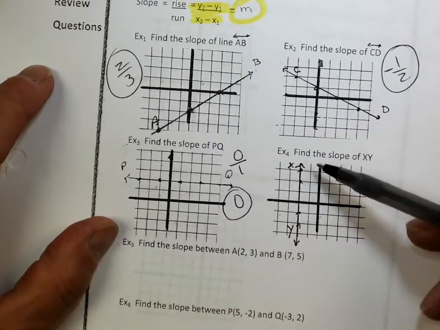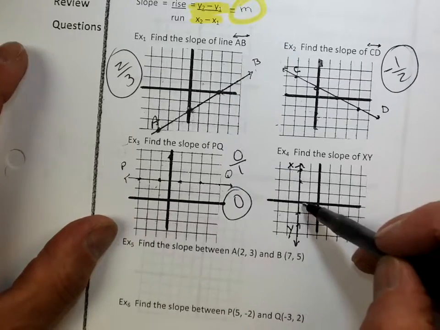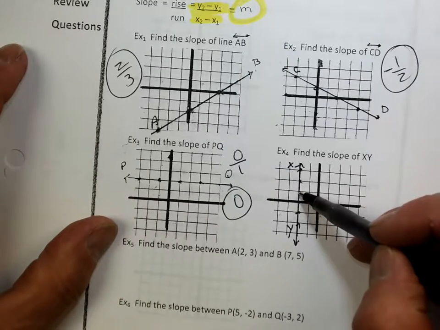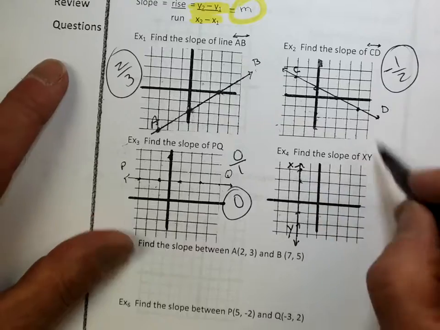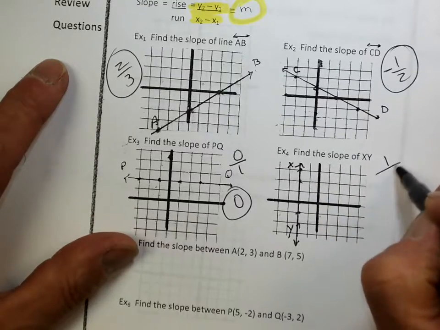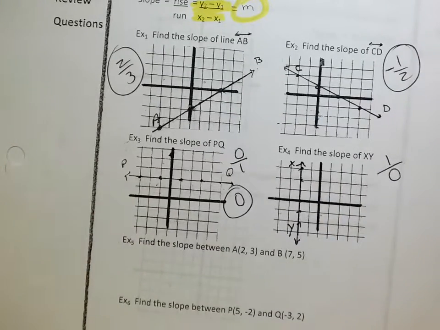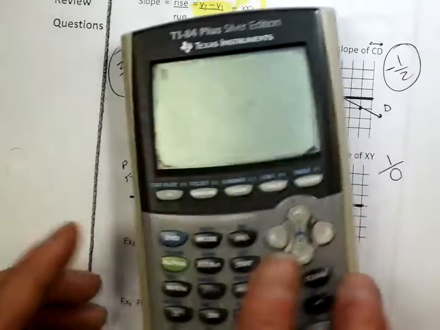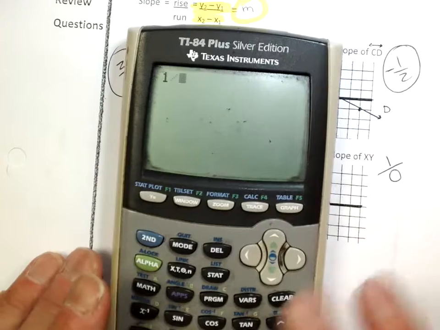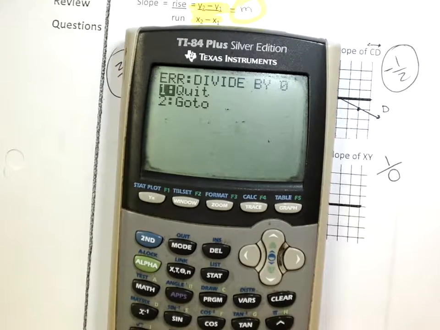Now, example 4 is up 1 over 0. So it's going to be 1 over 0. That's a weird answer. 1 over 0. What the heck? Let's see what that is. What is 1 over 0? 1 divided by 0. What is that? Oh, undefined. Undefined slope. Okay, let's listen.